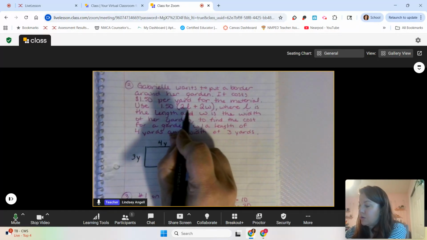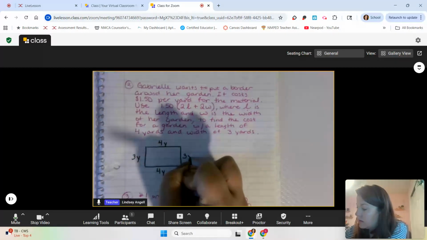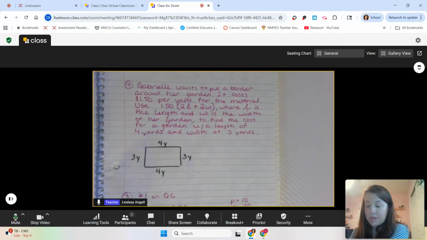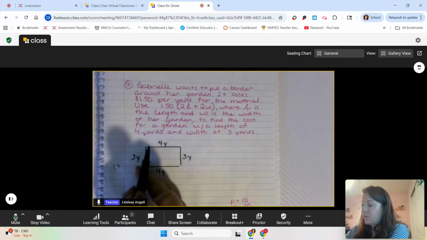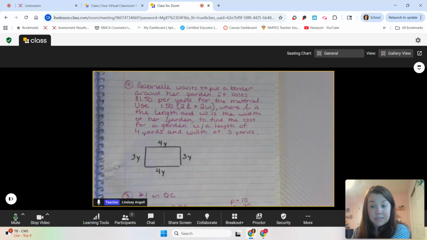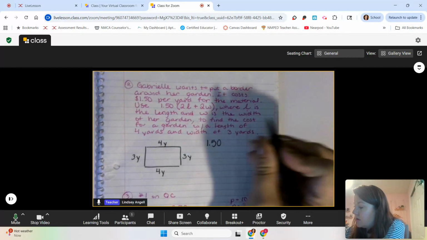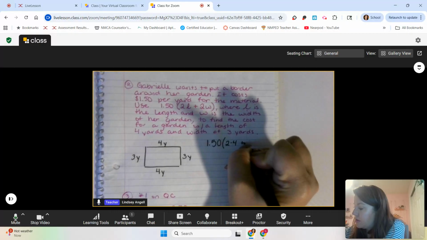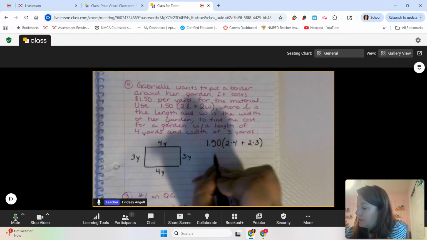The reason why it's 2L plus 2W is because there are 2 of each side. There are 2 of the 4s, 2 of the 3s. Of in math means to multiply. And then we would add all of those together. What that's going to give us is all of the yardage, and for each yard, it costs $1.50. So we can fill in our equation. We have $1.50 times 2 times 4, that's our length, plus 2 times 3, that's our width.